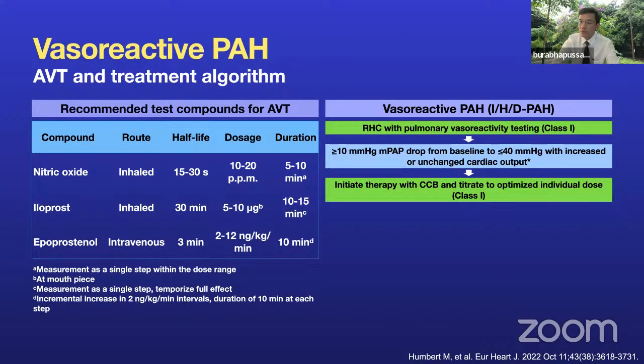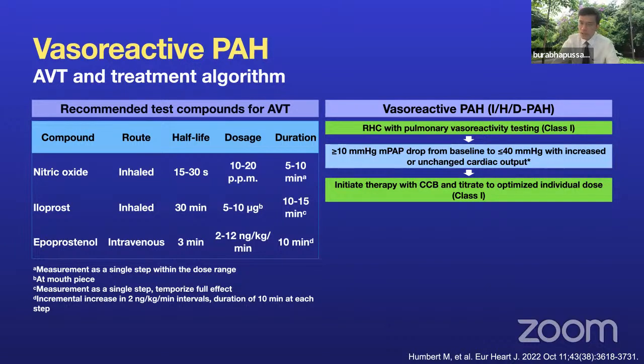The important part is that we have to titrate the dose of the calcium channel blocker to a high dose. I mean, higher than the dose that we use to treat systemic hypertension. This is one precaution. There are many calcium channel blockers available that we can use. In my experience, and I think many doctors have good experience, with nifedipine, but the others are good as well. Diltiazem or amlodipine are acceptable too.